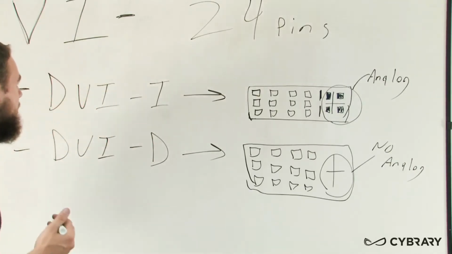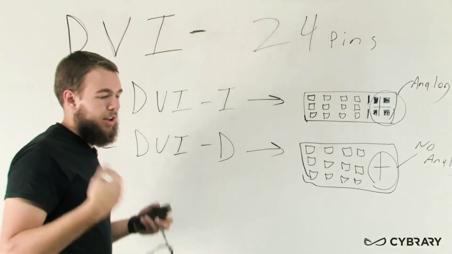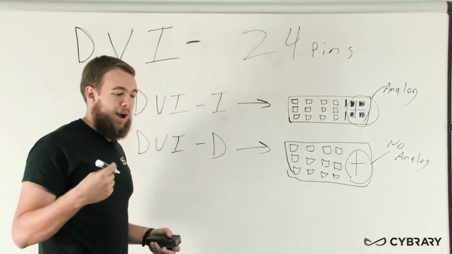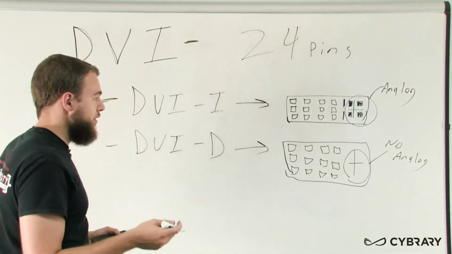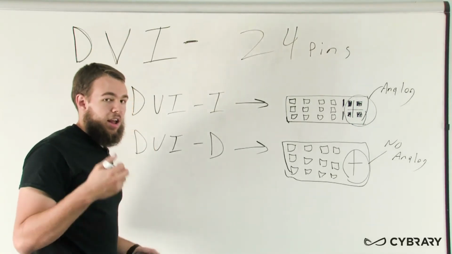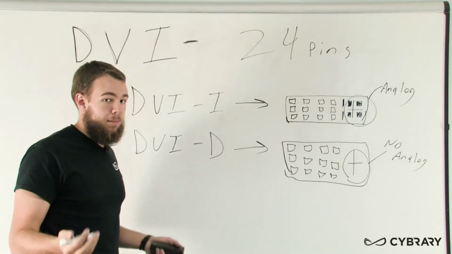So we want to make sure that we remember that DVI stands for Digital Visual Interface. It uses digital transmission of signals rather than analog transmission of signals. We're looking at 24 pins, 2 versions, our DVI-I and our DVI-D, and it's basically our standard now for our digital LCD monitors.